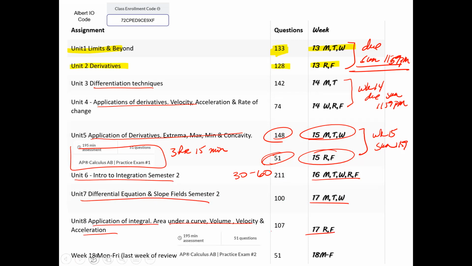And then the last week, which is week 19, Monday through Friday, the only thing I want you guys to focus on is your second exam, which is going to be 51 questions, just like the first one, except it's a different version of it.